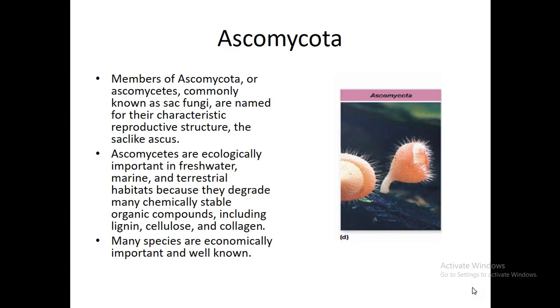The members of this family are informally known as ascomycetes. They are named after their characteristic reproductive structure, which is like a sac. This is known as ascus. This one is the fruiting body of this fungi, which looks like a sac, and after that it is named ascomycota. This sac-like structure is actually the reproductive structure of this fungi.